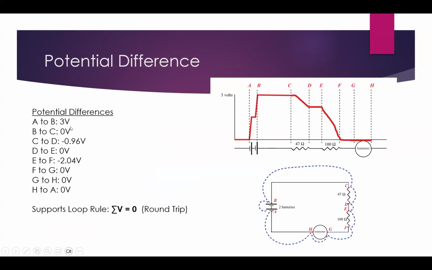From point A to B, which is on either side of the battery, it was 3 volts. From B to C, it was 0. After the first resistor, it was negative 0.96. After the second resistor, it was negative 2.04, and then the rest of the circuit, 0 volts. This supports the loop rule since the sum of all the potential differences add up to 0. A complete graph of the voltage shown at each point is given here.